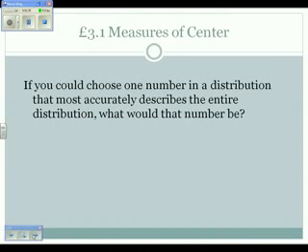So if you can think of one number that would represent an entire distribution the most accurately, what number would you give? You have a data set that has a whole bunch of numerical data in it, and you're only allowed to give one number that will represent that data. And what number might you give?